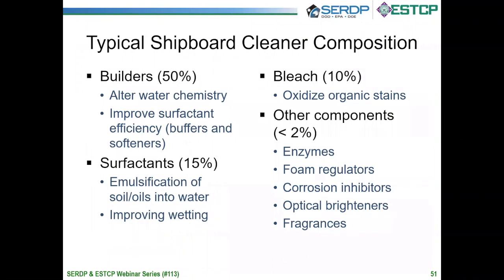So as mentioned, it's not necessarily straightforward, by just looking at a surfactant alone, how these commercial cleaners would behave and emulsify oil. They are composed of builders, which include things that can alter water chemistry or improve surfactant efficiency, so they will buffer solutions and pH impacts will be reduced. They also have surfactants that can emulsify soil and oils and improve wetting. And bleach, which oxidizes organic surfactants, as well as other components including enzymes, foam regulators, corrosion inhibitors, optical brighteners, and fragrances.